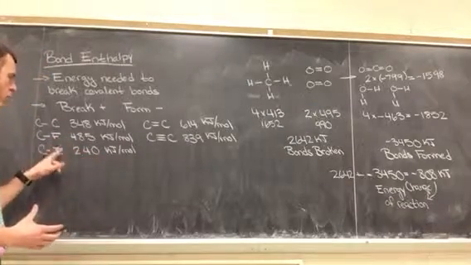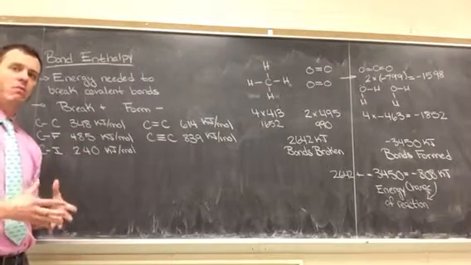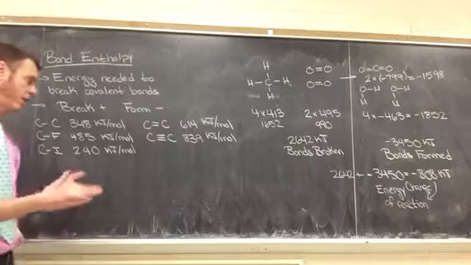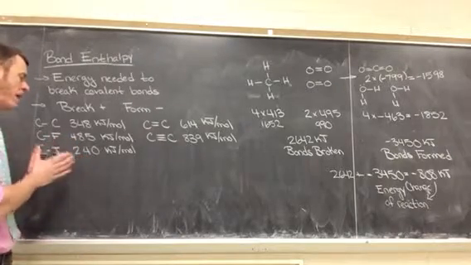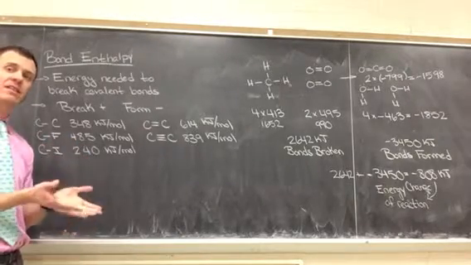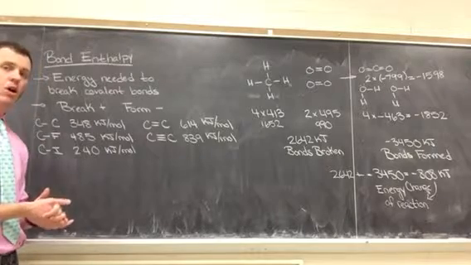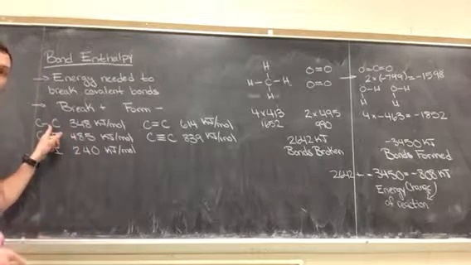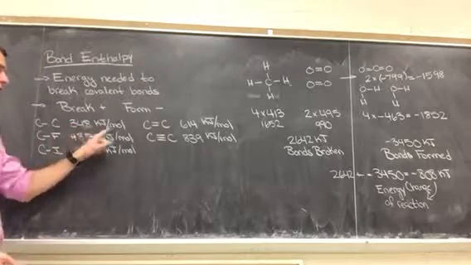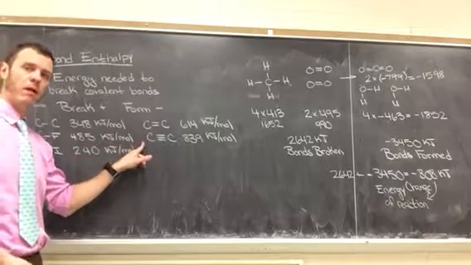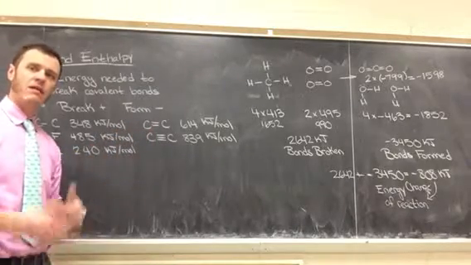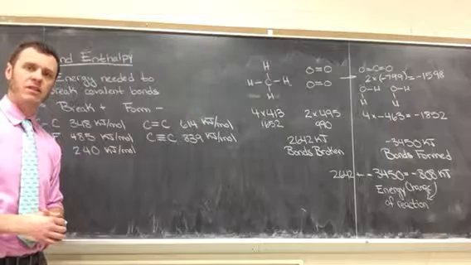And here, iodine is much larger than fluorine. Therefore, the bond enthalpy of a carbon-iodine bond will be less. It takes less energy to break it. You can also see our carbon-carbon single bond, 348, as compared to the double and triple bonds. As we start adding bonds, our bond strength increases.